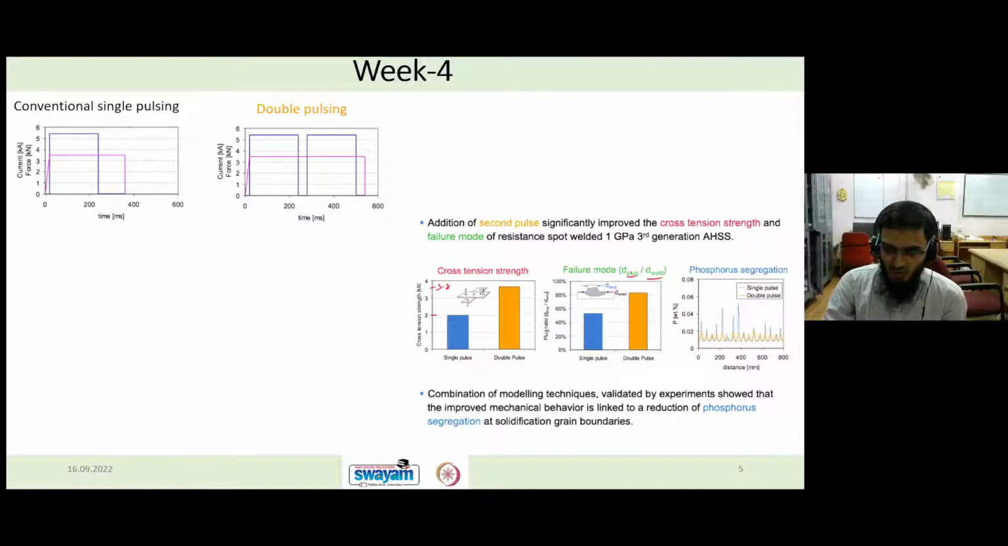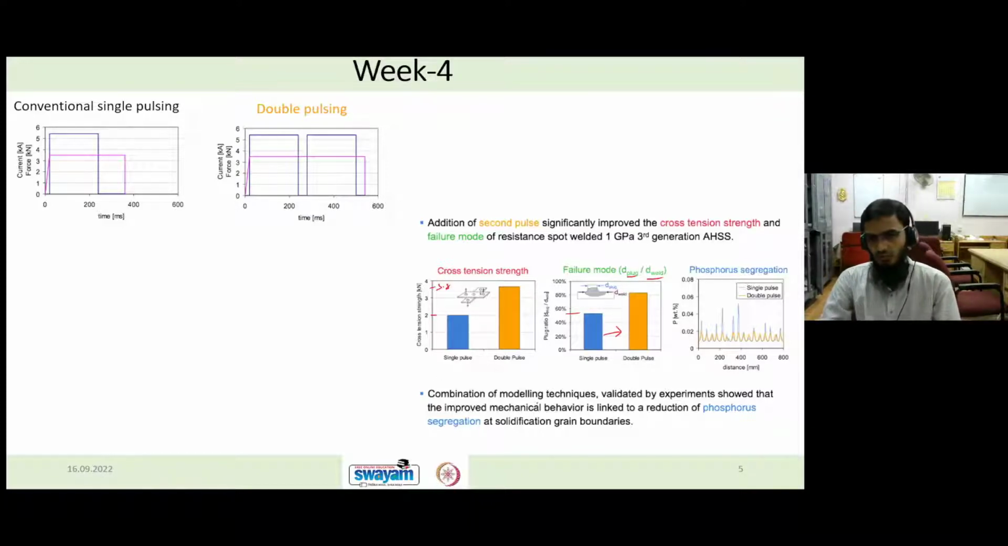This is the diameter of the plug after the test, and this is the initial plug size, the weld nugget size. So you can see this failure, this plug ratio is all improved when you change it to double pulsing. From almost 50% plug ratio to more than 80% plug ratio, we are able to achieve.